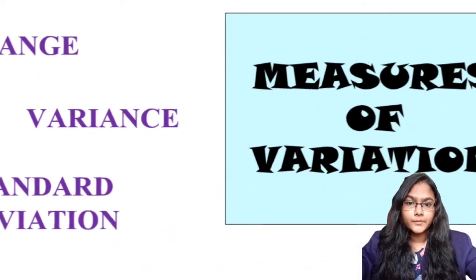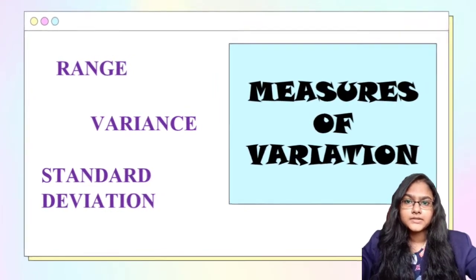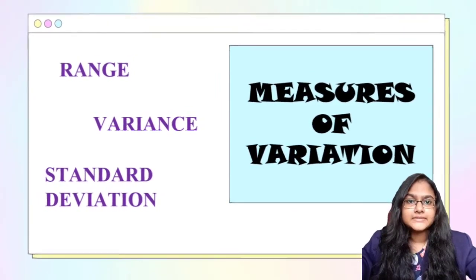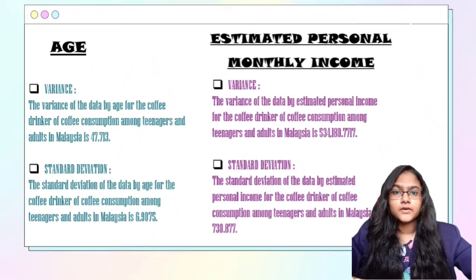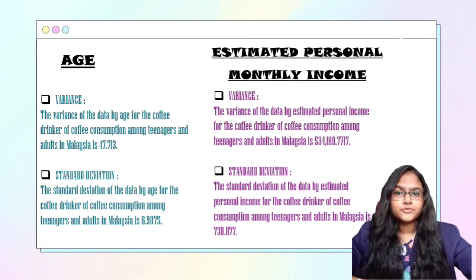Thank you. So, hi madam, my name is Divya Anaprapamohan and my matric number is UDE210197. For my part, it is the measurement of range, variance and standard deviation. Variance of data by age for the coffee drinker of coffee consumption among teenagers and adults in Malaysia is 47.713, while the standard deviation of data by age for the coffee drinker of coffee consumption among teenagers and adults in Malaysia is 6.9075.